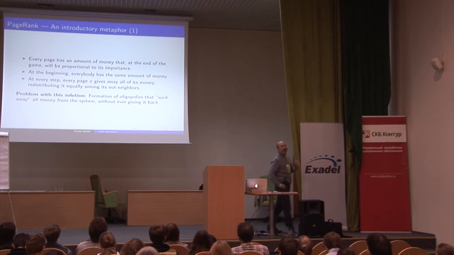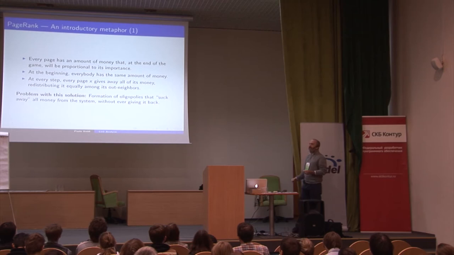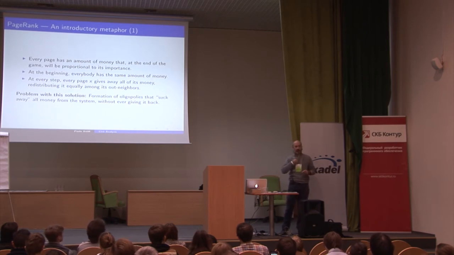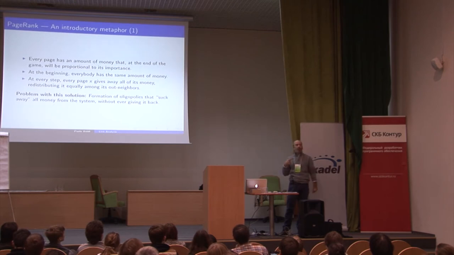There is a small problem with this solution. Suppose that two people form an oligopoly. They decide to point to each other without giving away money, which means that at every step they just exchange their money. So suppose that it's me and him. I point to him, he points to me, and nobody else. It may be the case that some of you point either to me or to him, but we don't point to anybody. So at every step, we receive the money from the system because people point to us, but we don't give it away. We just exchange the money. So at the end, we will suck away all the money from the system, right?